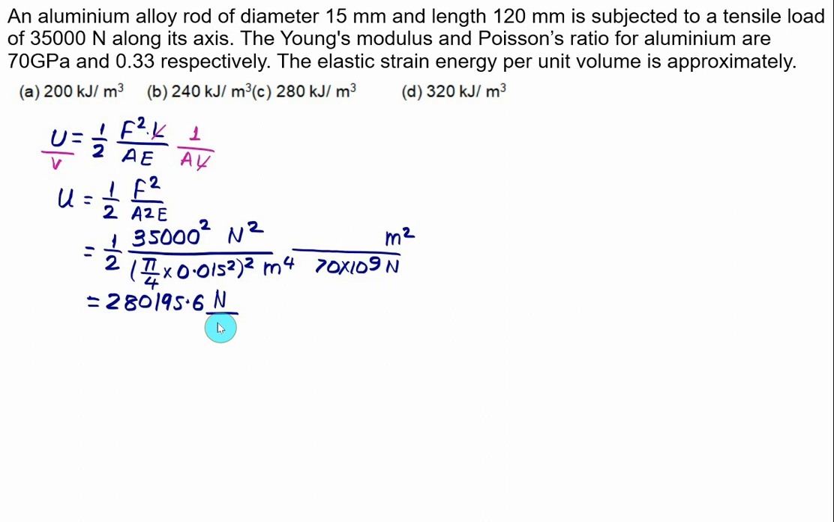So meter square is left. We'll adjust 1 meter in the numerator and cancel that meter in the denominator. Newton meter is joule, and meter square and meter is meter cube. So this answer is close to 280.195 kilojoules. Newton meter is joule, so it is kilojoule divided by meter cube. 280.195, choice C is correct.